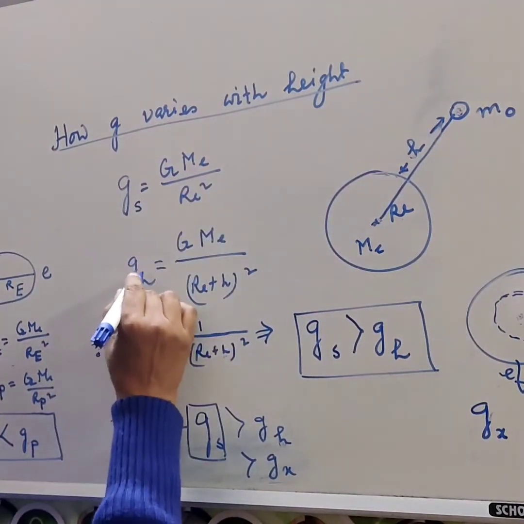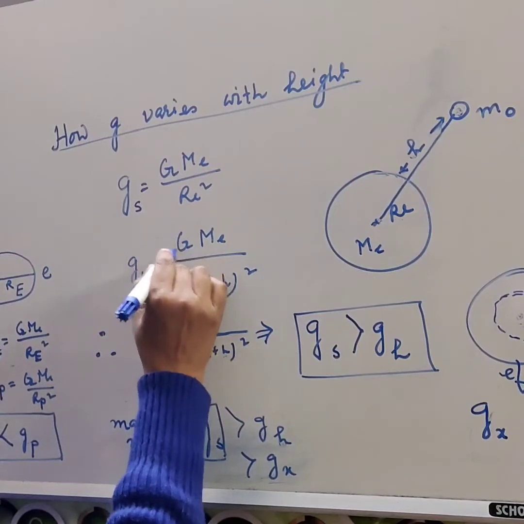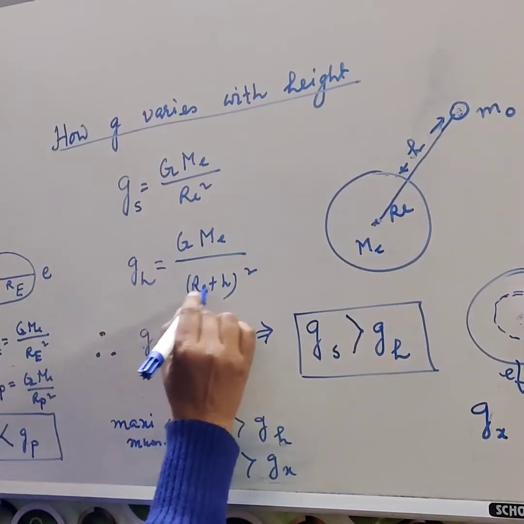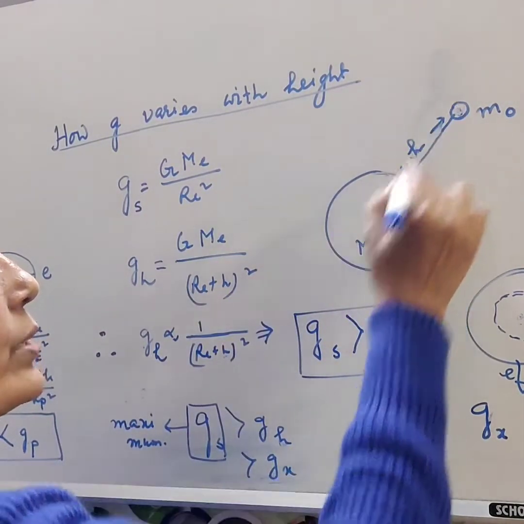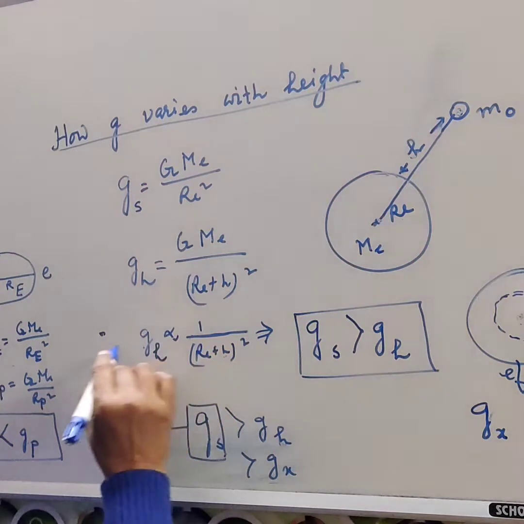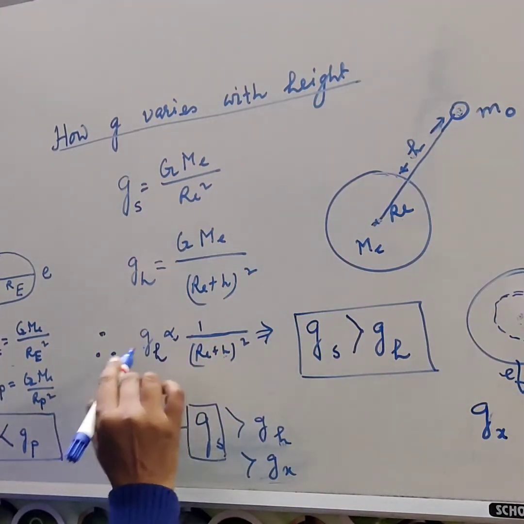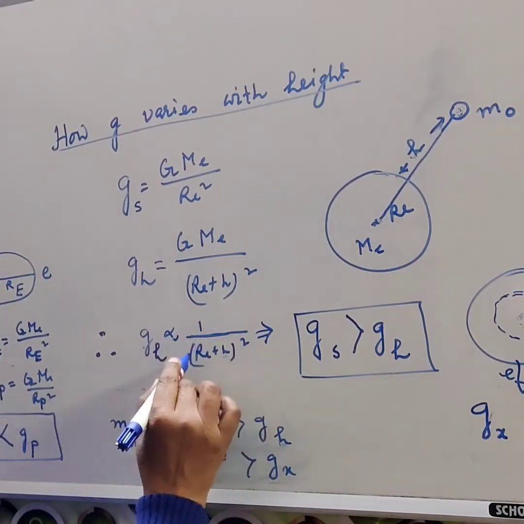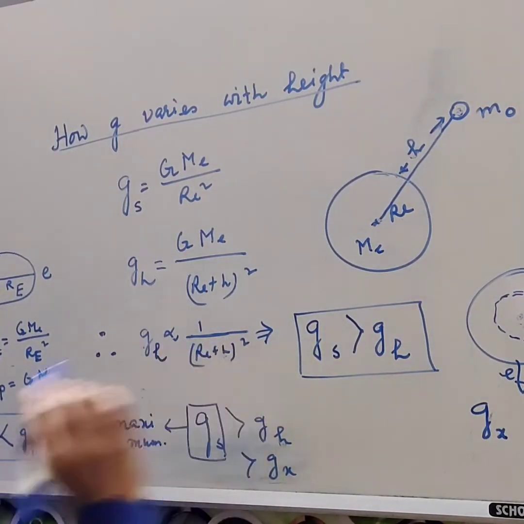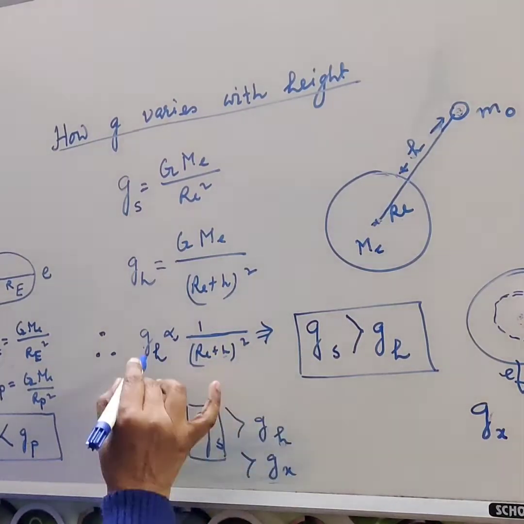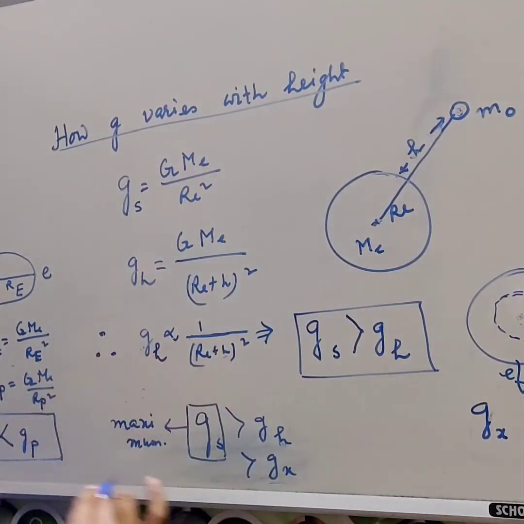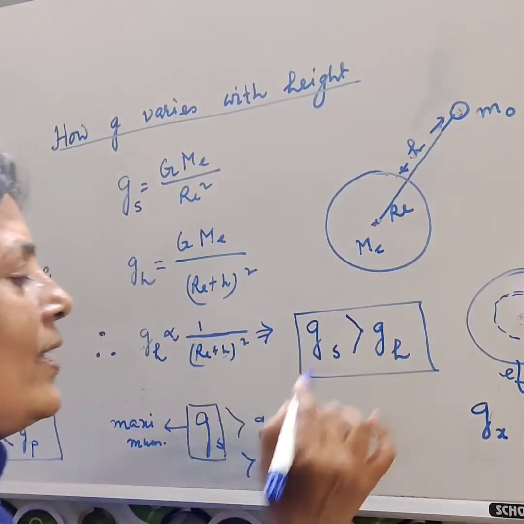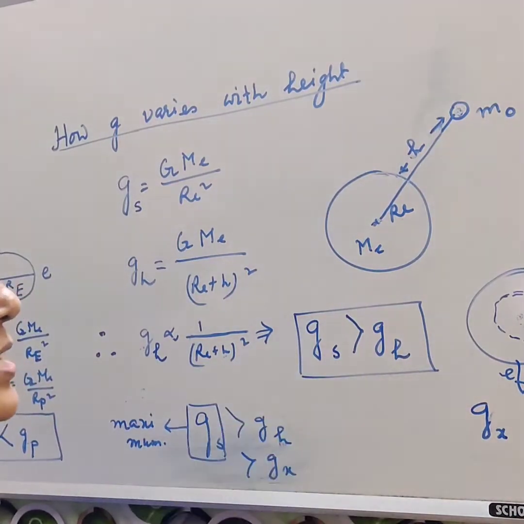But acceleration due to gravity at an altitude is equal to G into ME divided by (RE plus H) whole square, where RE plus H is the distance between centers of masses. So we can say g at H, the acceleration due to gravity at an altitude, is inversely proportional to 1 by (RE plus H) whole square. That implies if H increases, acceleration due to gravity decreases. So acceleration due to gravity on Earth's surface is greater than acceleration due to gravity at an altitude.